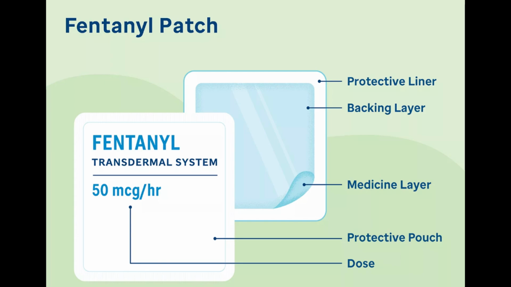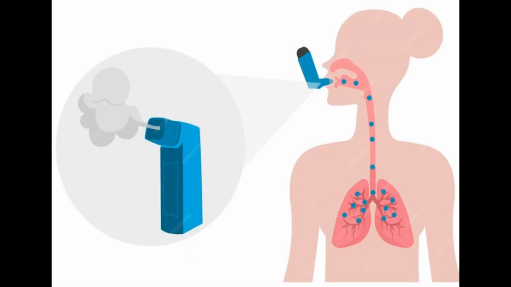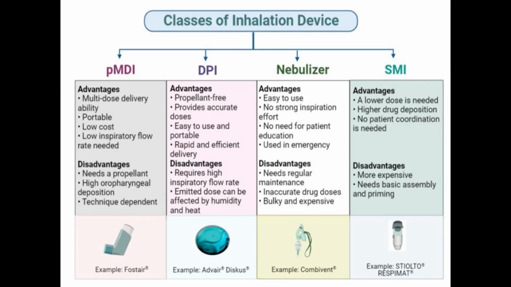Coming to the next one is the inhalation route. The drugs are breathed in as gases or aerosols. The drug is absorbed rapidly in the lungs with controlled dosing. Requires proper inhalation techniques. Example, salbutamol for asthma, nitrous oxide in anesthesia.